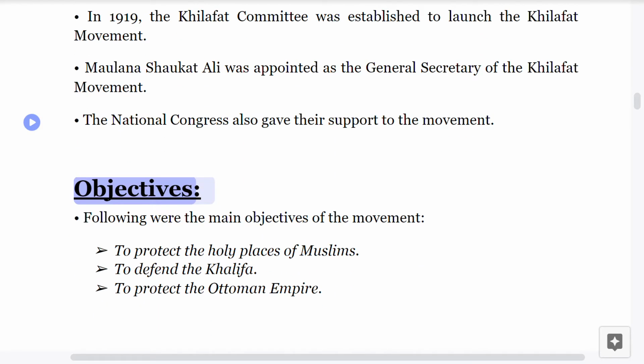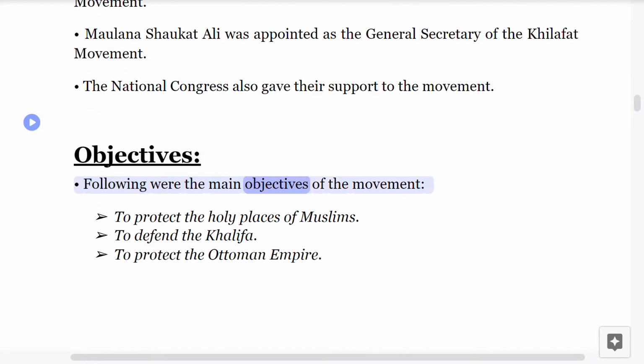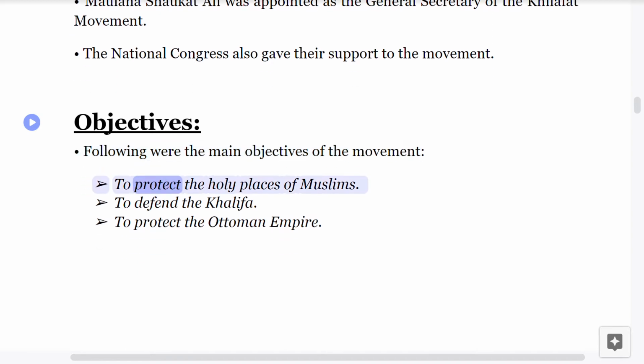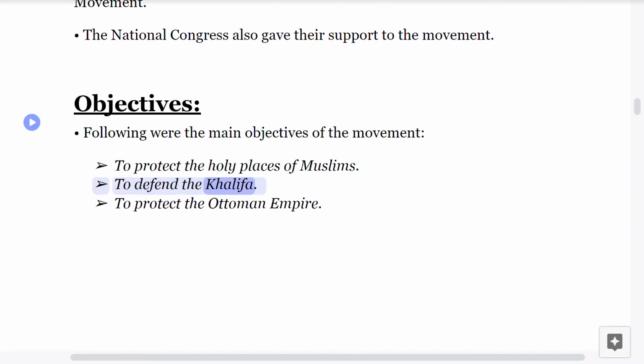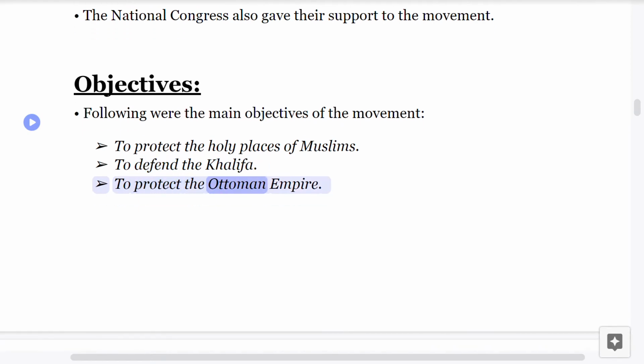Objectives. Following were the main objectives of the movement. To protect the holy places of Muslims. To defend the Khalifa. To protect the Ottoman Empire.